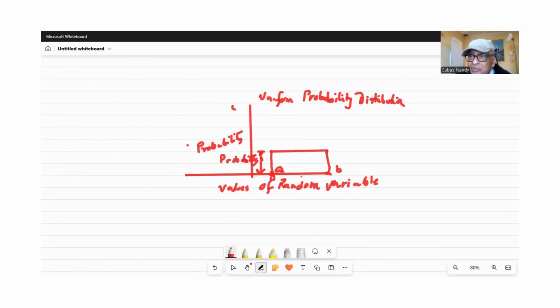What is an example of that, you may ask me? Well, an example is, think of you going to a traffic signal and it has turned red, and that traffic signal will remain red, say for 30 seconds. So between A and B is the interval of 30 seconds, and the probability of the traffic signal being red at that interval is constant. It is 1 over 30.